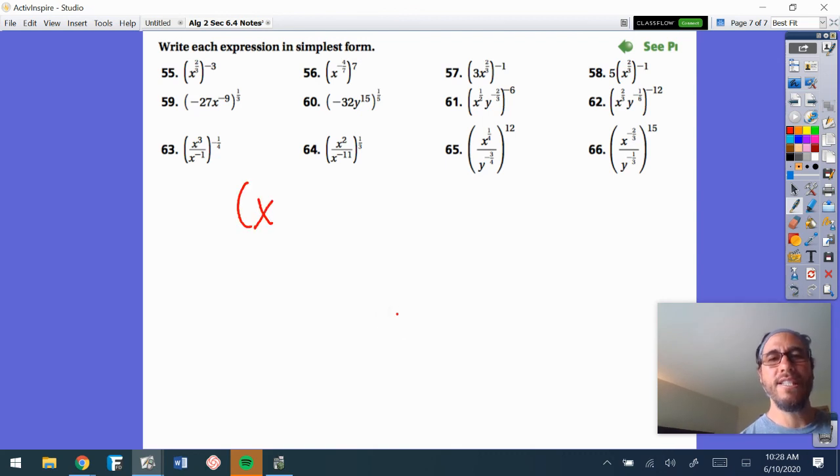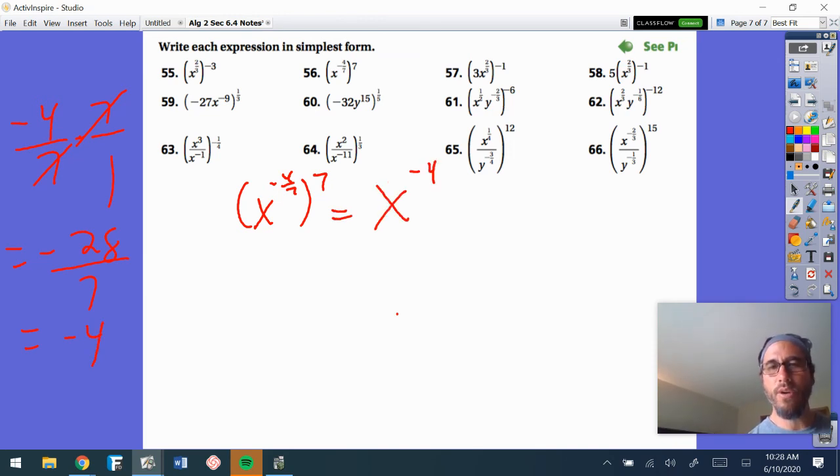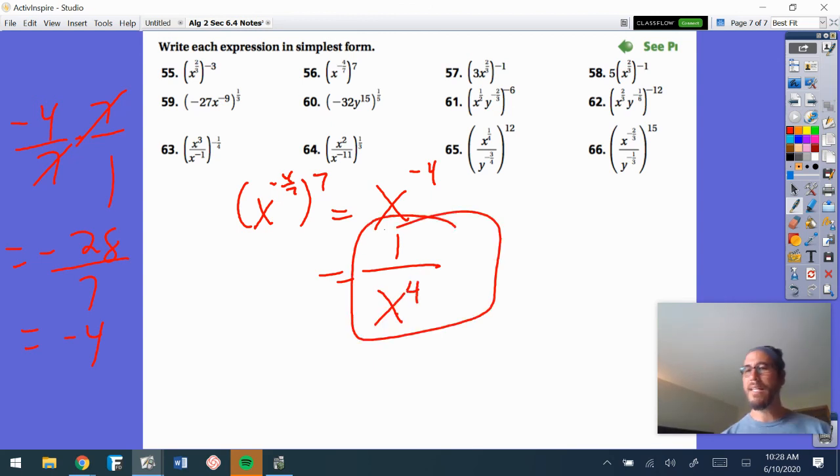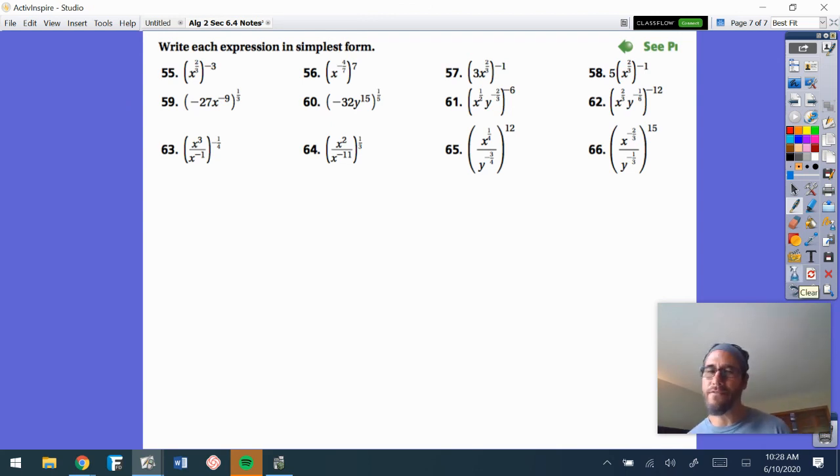All right, let's do 56. That's a power to a power. So let's do side work. Some of you learned back in the day, you could spling, right? If you didn't learn that, it's okay. You multiply the two tops, you multiply the two bottoms, you still get negative 4. So I get x to the negative 4. You can't have a negative exponent, so we move that bad boy. Spling, done. Okay, now 57 is a little bit different. So make sure we, let's do, yes.